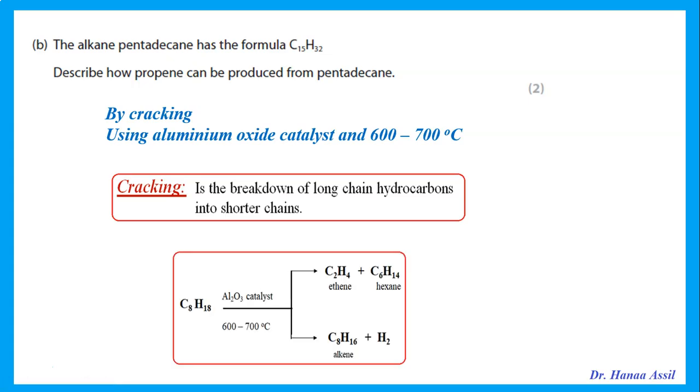And you should know that cracking is done using aluminum oxide catalyst and 600 to 700 degrees Celsius. And you should also know that cracking can either give alkene plus alkane or alkene plus hydrogen. And this is actually how we make hydrogen. Remember, there is no hydrogen in the air. So if we need hydrogen for a reaction, it is obtained from breakdown or cracking of hydrocarbons.